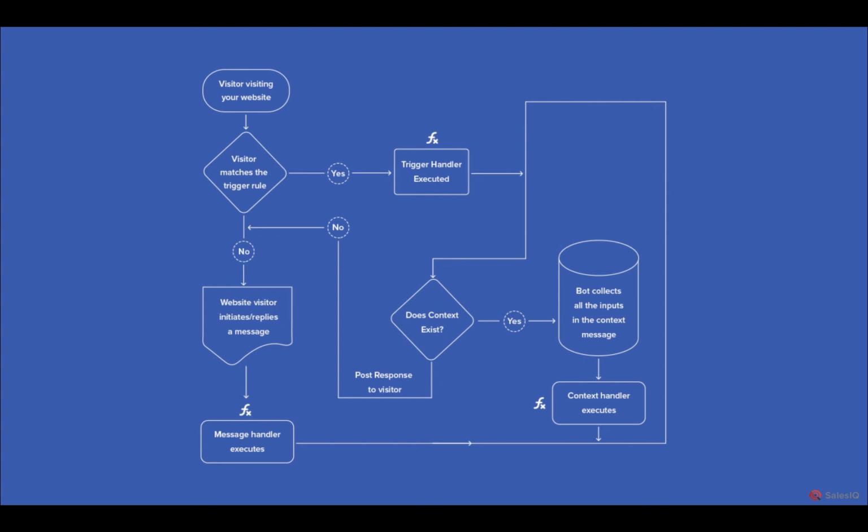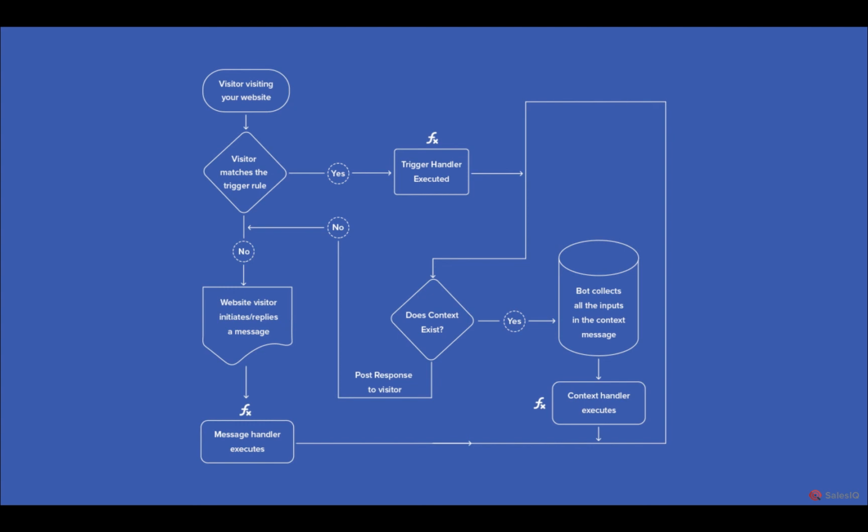Inside, the message handler checks if the context in the message exists, and if it does, it collects all of the inputs that it can find in the message. Otherwise, it is going to go ahead and look for another message that matches the existing context. Once the message handler is successfully executed, the context handler executes. This is invoked after collecting all the necessary inputs for a particular context.